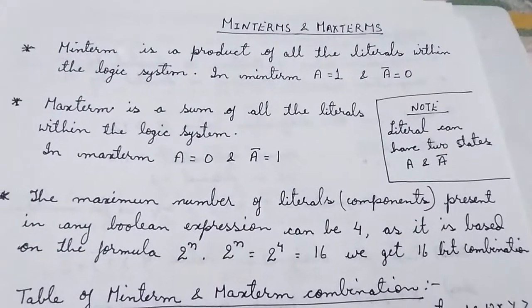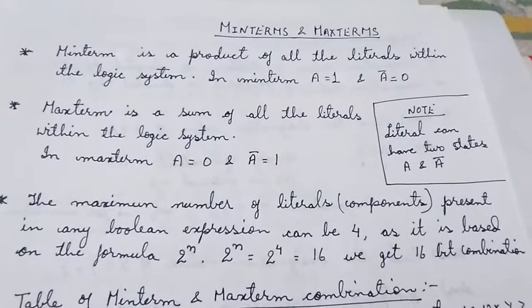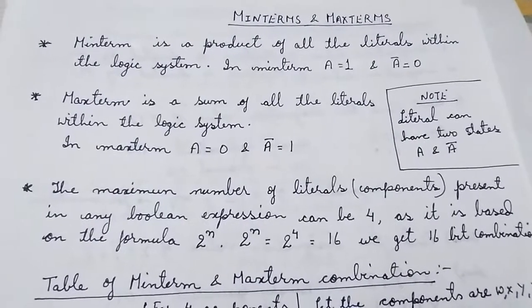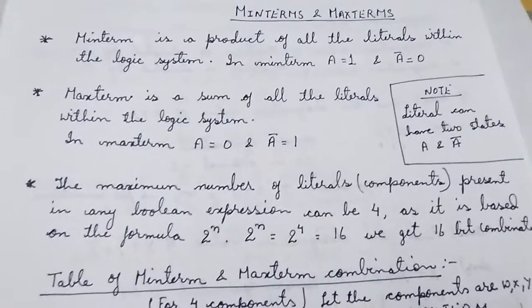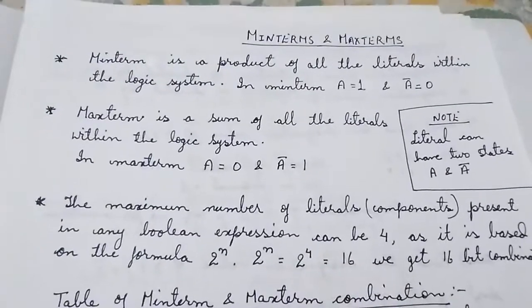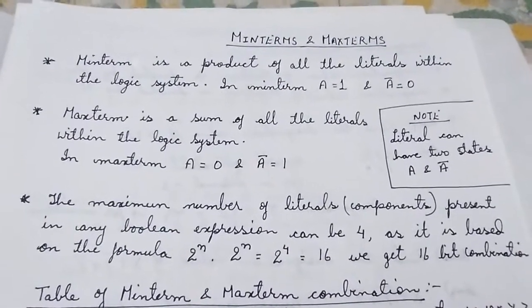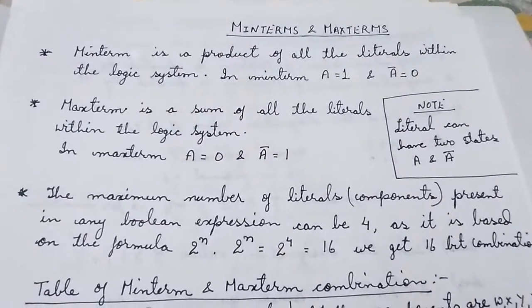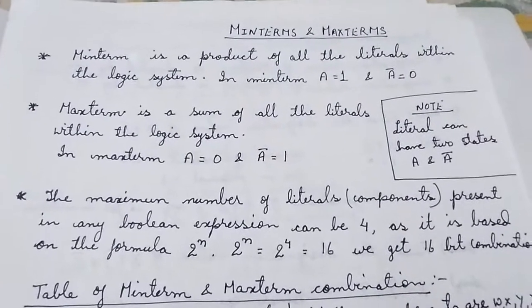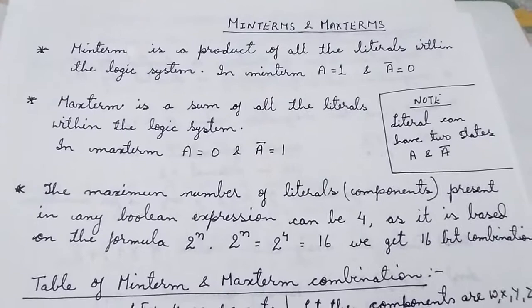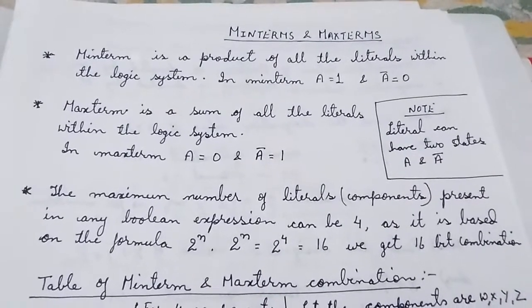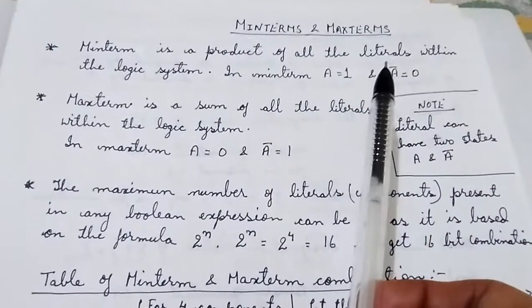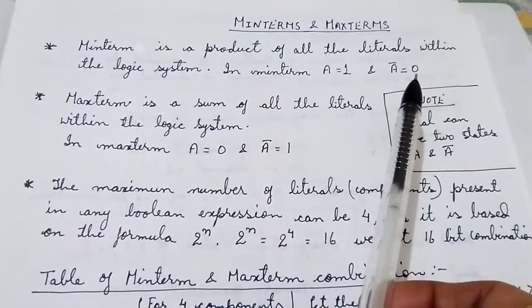Students, we are going to start with min term and max term. Min term is a product of all the literals within the logic system. Here we could understand that when the components are written in terms of dots, like a dot b dot c, that we say ABC, it means it is written in the form of min term. In min term, it is important to understand that a equals 1 and a bar equals 0.